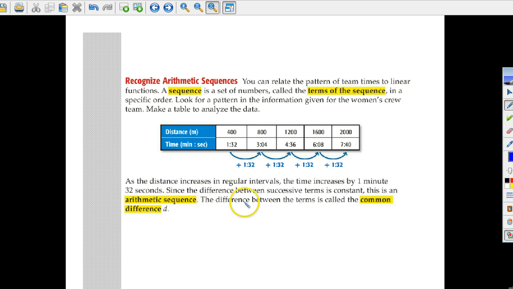The difference between the terms is called the common difference, d. So we're going to use the letter d for the common difference. Okay, so this is actually the common difference. Each one is 1 minute and 32 seconds.